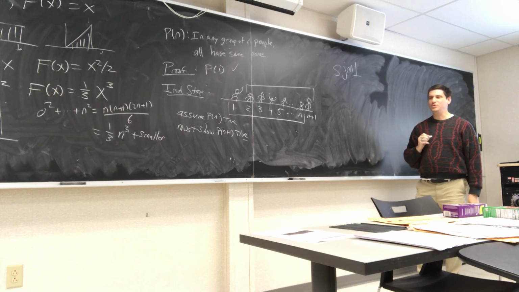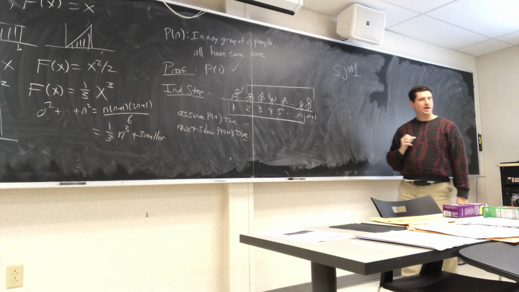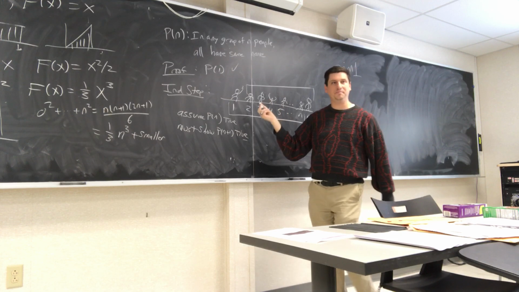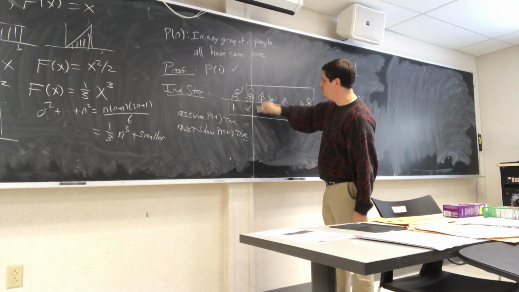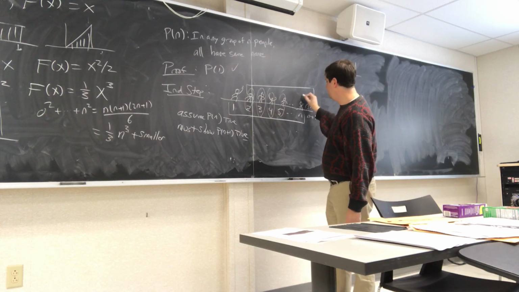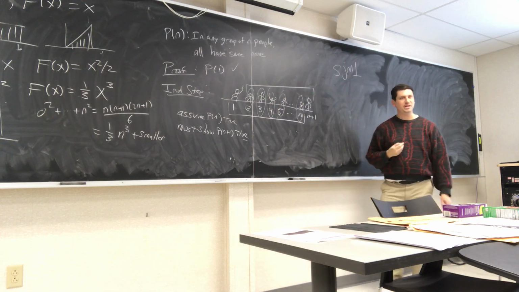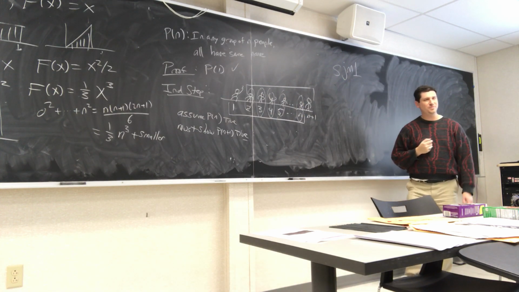So notice we have 2 sets of n people, and by the inductive assumption, they all have the same name. Person 2 is in both groups. Person 3 is in both groups. All of these people are in both groups. Therefore, everybody has the same name. Everybody's named Romulus.